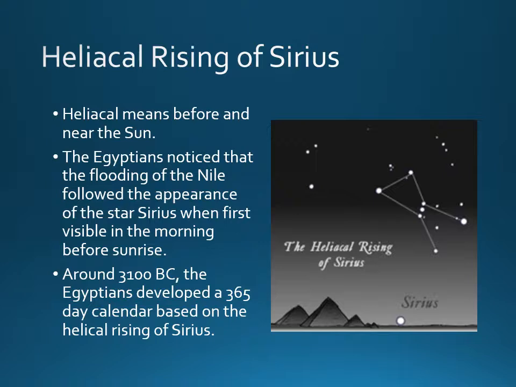Heliacal means before and near the sun. Around 3100 BC, the Egyptians developed a 365-day calendar based on the heliacal rising of Sirius. The Egyptians used the flooding of the Nile as their year. They also noticed that the flooding followed the appearance of the star Sirius, when first visible in the morning before sunrise.